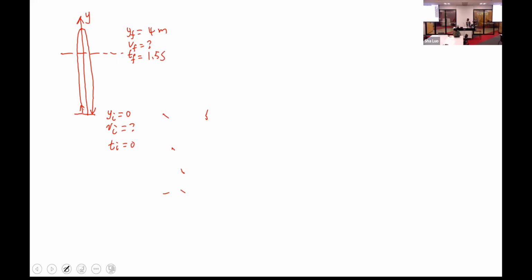Okay, look at what we know and what we don't know. Look at the formulas, the 3 formulas in this week. Which one do you think is useful to help you find the unknown? The unknown here is the final velocity. The unknown here is the initial velocity. So look at the 3 of them. Any suggestion? This one?